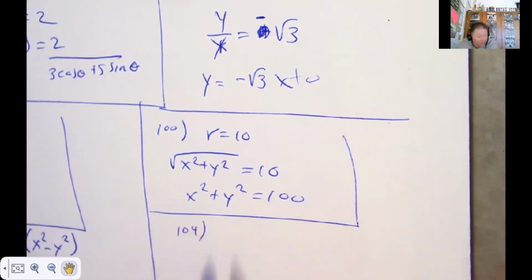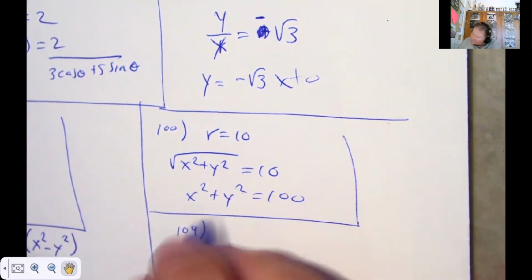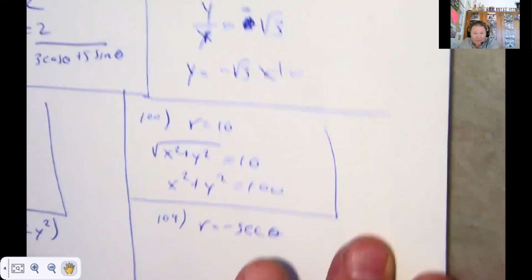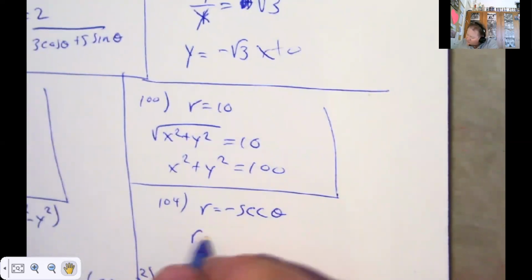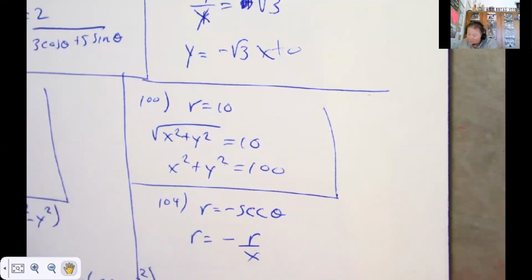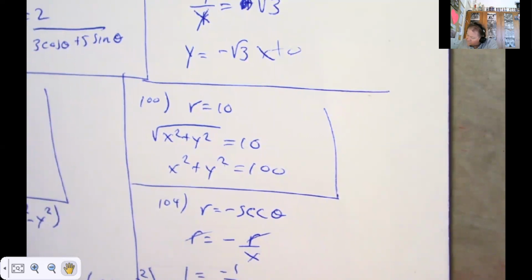This is 104, and this is r equals negative secant of theta. So this is going to be r equals negative... secant is r over x. It's hypotenuse over adjacent. Okay, divide both sides by r. The r's are going to cancel, and you get 1 equals negative 1 over x. Multiply both sides by x, you get x equals negative 1, which is a vertical line, right?